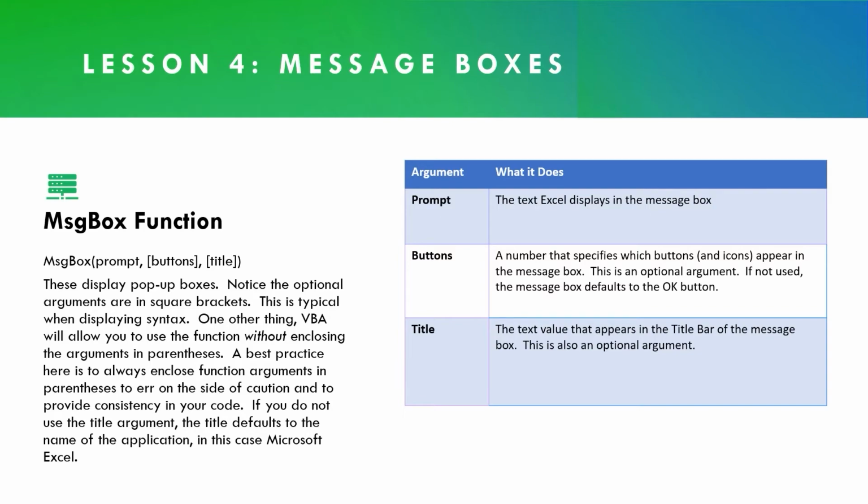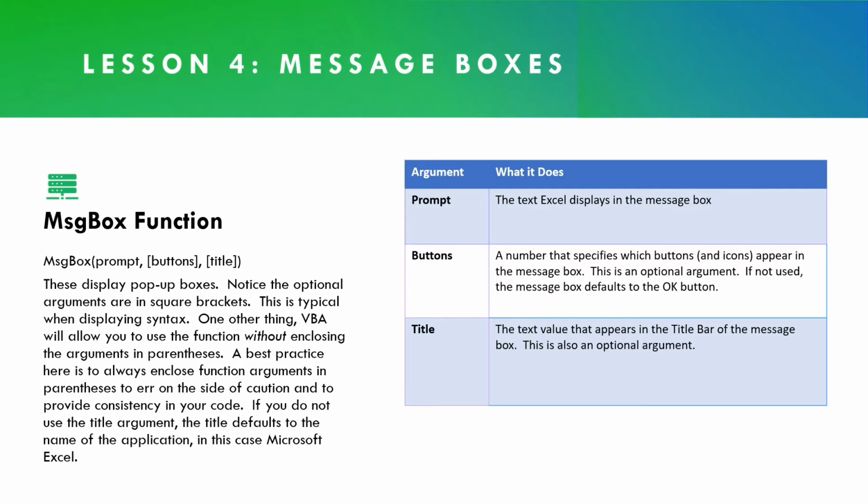Another thing, VBA will allow you to use the function without enclosing the arguments in parentheses. A best practice here is to always enclose function arguments in parentheses so you err on the side of caution and to provide consistency in your code. Now, if you do not use the title argument, the title defaults to the name of the application, which in this case is Microsoft Excel.